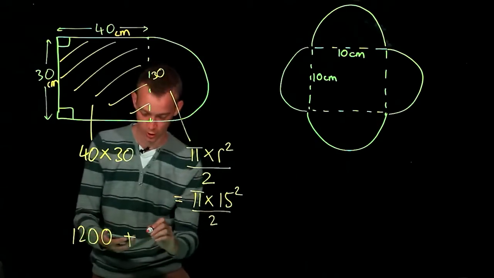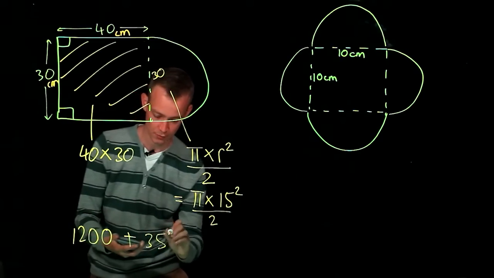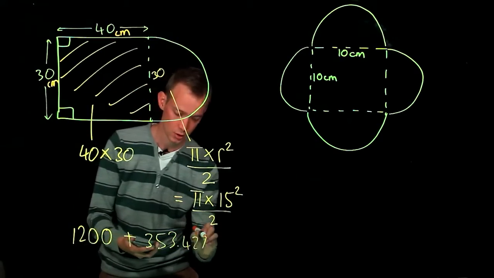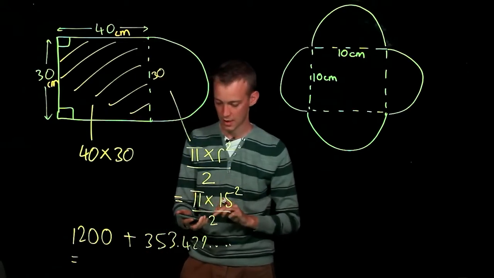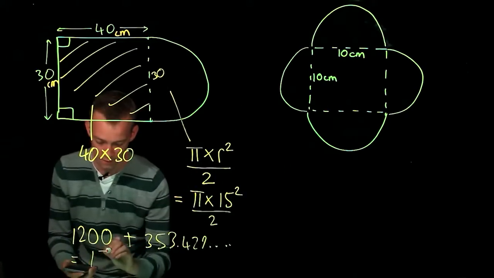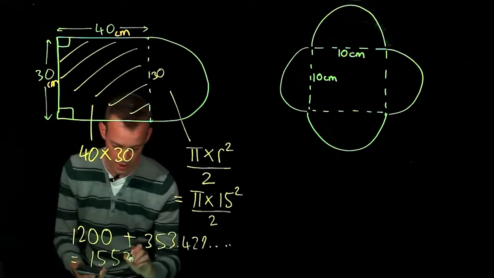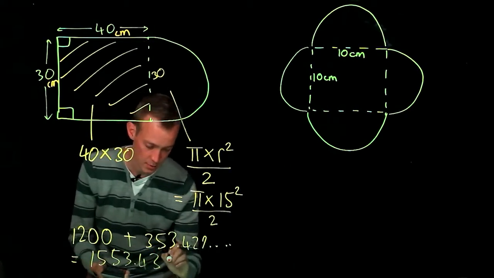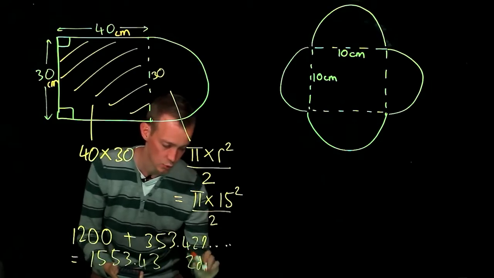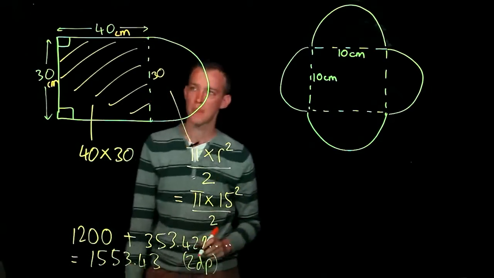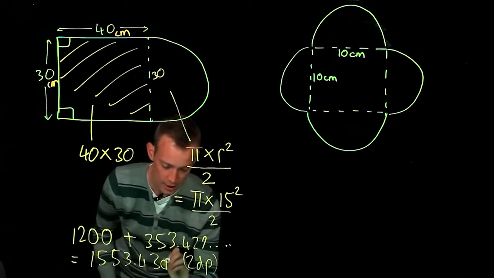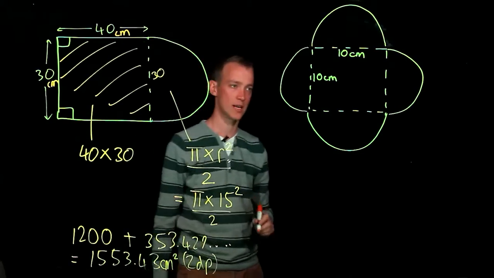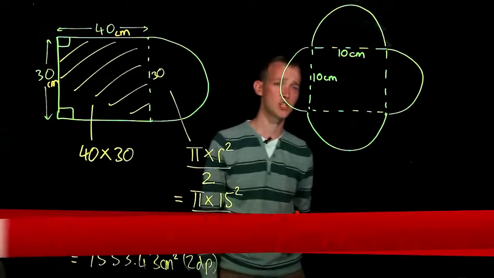So I've got 1,200 plus 353.429 plus more digits. So altogether, that makes 1553.43, and I've rounded my answer to 2 decimal places. And my units, because I was measuring in centimetres here, and I'm working out an area, my units will be centimetres squared.